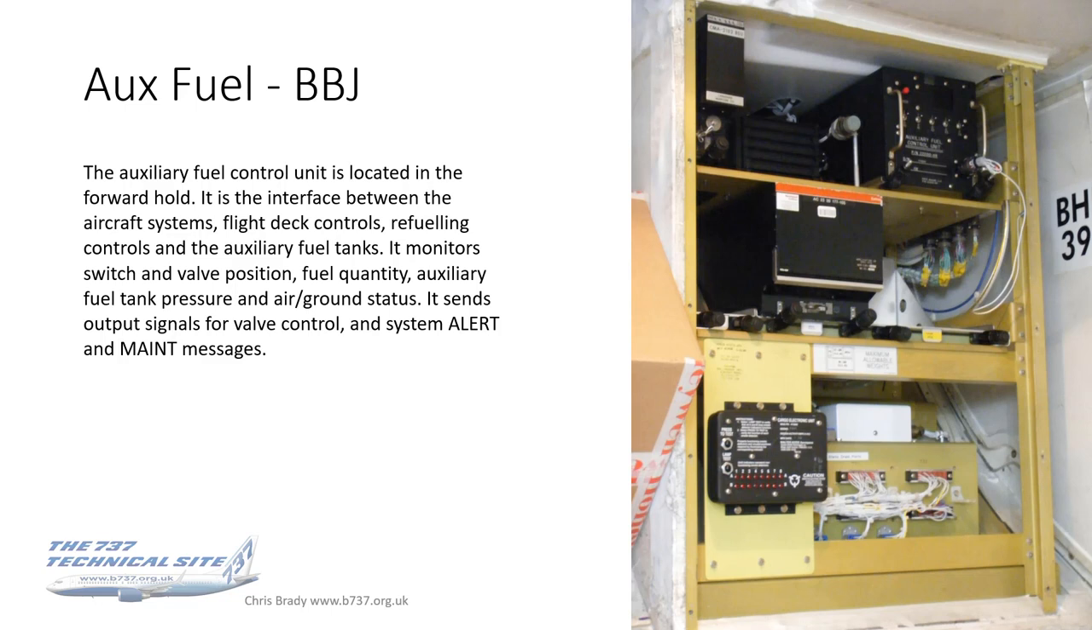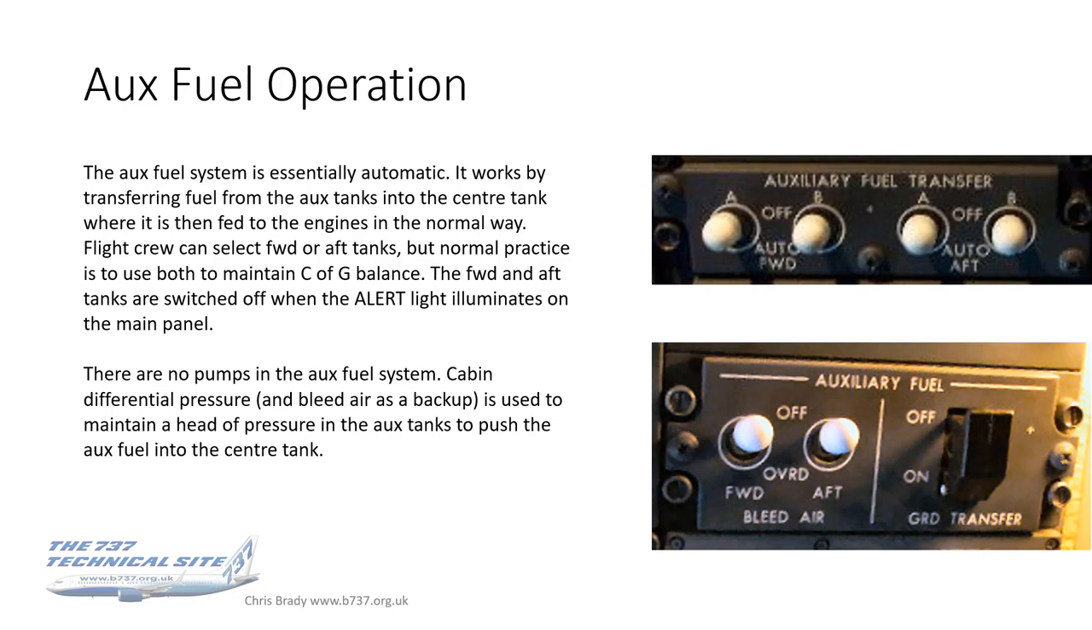The controlling of all of the fuel is the auxiliary fuel control unit, and this sits in the forward hold. Again, taking up a little bit more storage space that the tanks aren't taking up, and this is the interface between the systems, the flight deck controls, refueling controls, and the tanks themselves. So it monitors the switch and valve position, quantity, tank pressure, and air ground status. Sends the output signals for valve control and system alert and maintenance messages. And some of the controls we've got are shown here.